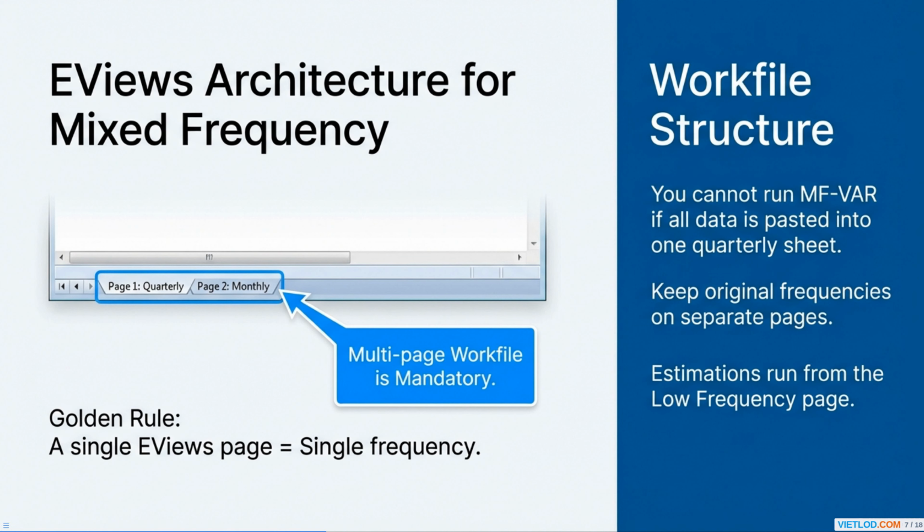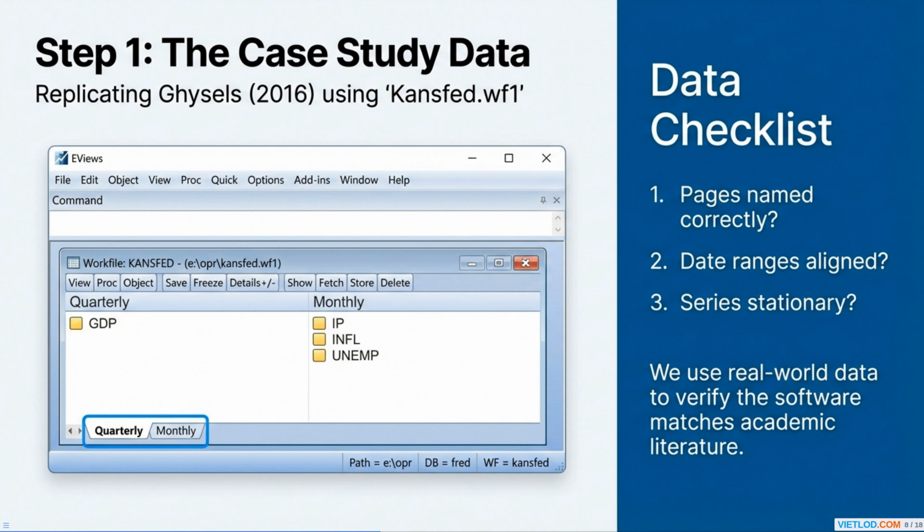You would create a new EViews workfile. The first page might be named Quarterly and have a start date of 1980 Q1. Then you would add a new page, name it Monthly, and set its frequency with a start date of 1980 M1. You then paste your GDP data into the first page and your CPI data into the second.